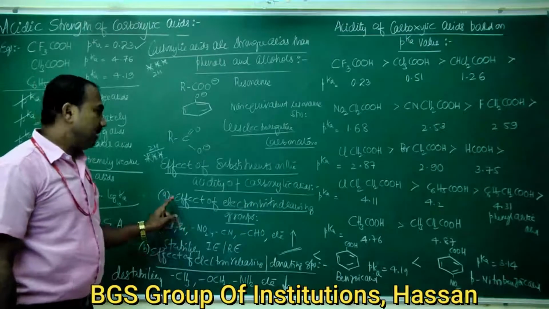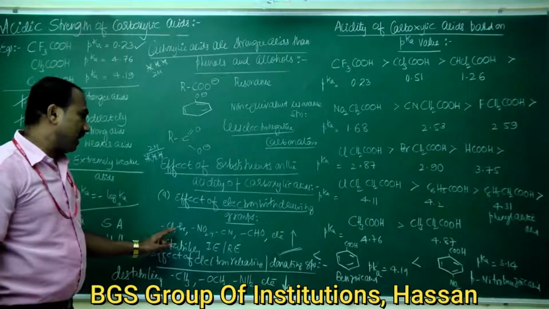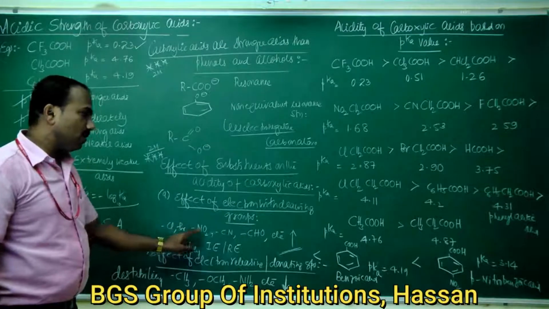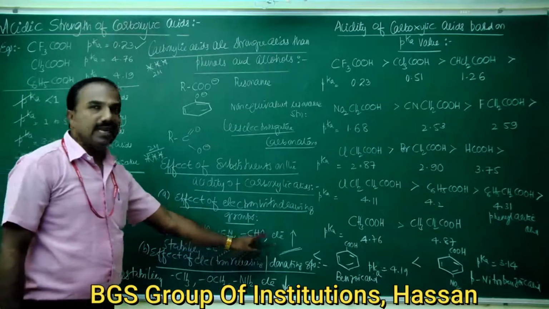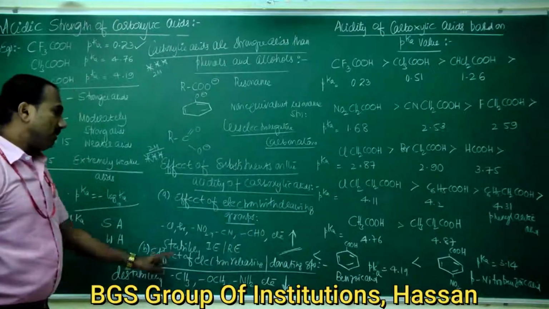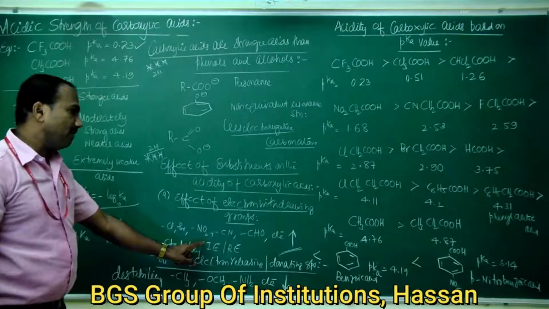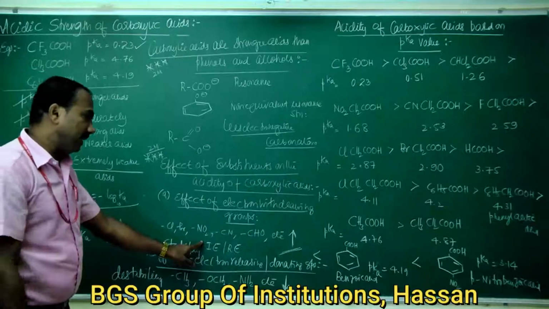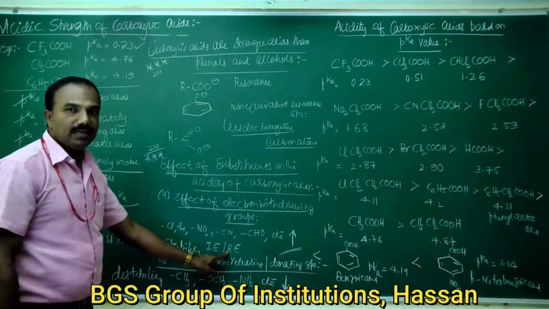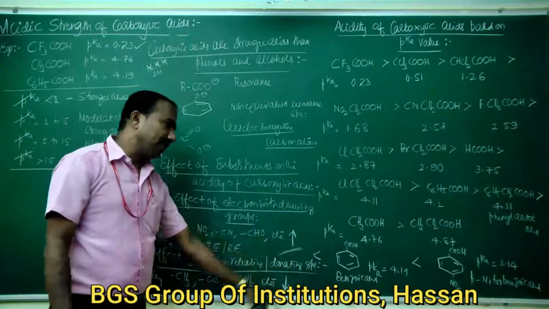So first one is effect of electron withdrawing groups. Electron withdrawing groups such as nitro, chloro, bromo, cyano, aldehyde, etc. increase the acidity of carboxylic acid by stabilizing the conjugate base through delocalization of negative charge by inductive effect or resonance effect. And second one is effect of electron releasing groups or donating groups.